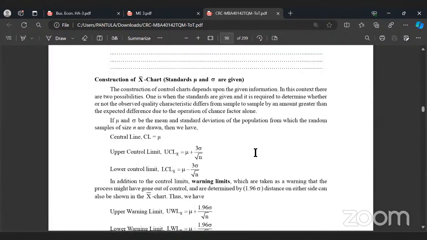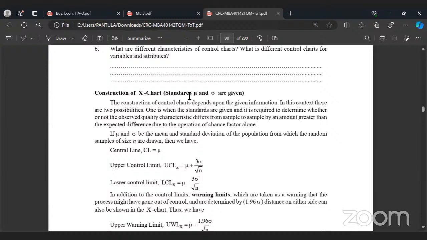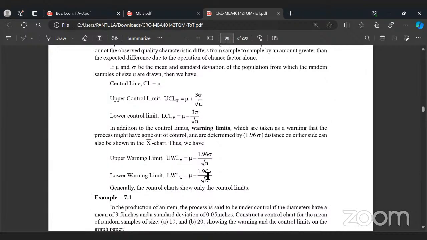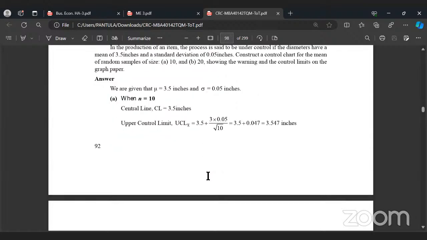Now you can see the construction of the X bar chart. Mu and sigma are given. So CL is equal to mu. UCL, the upper control limit for X bar, is equal to mu plus 3 sigma divided by the square root of small n, that is the sample size. Then we'll see this in the next class.